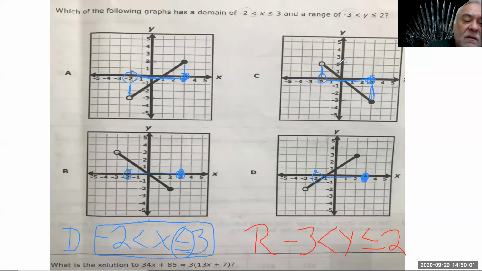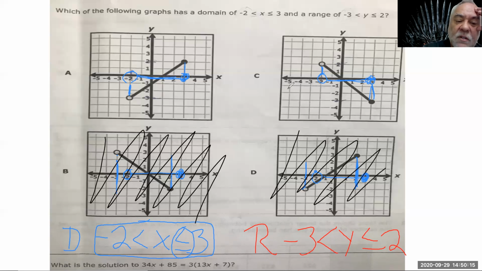I'll look at B, that doesn't match anything, and that doesn't match anything. And D, that doesn't match anything, and that doesn't match anything. Okay, so it's neither one of those. Get rid of those bad boys. Okay, so it's got to be A or C. Now, let's look at the range.